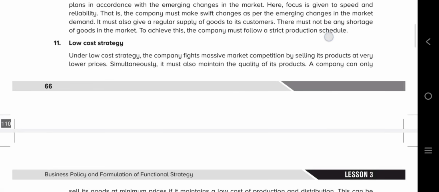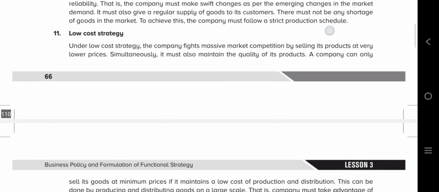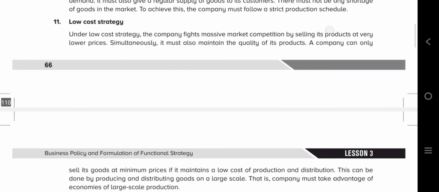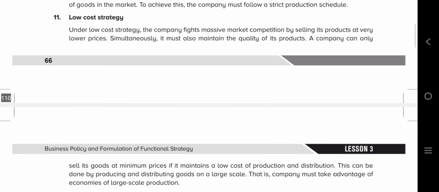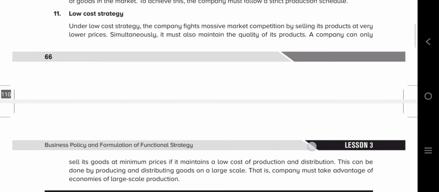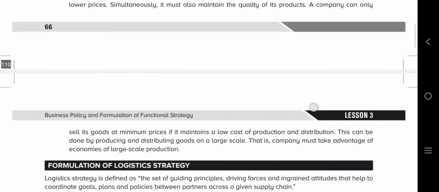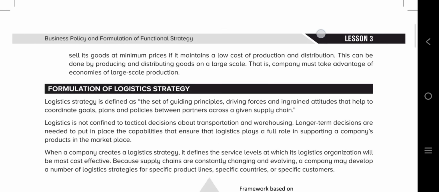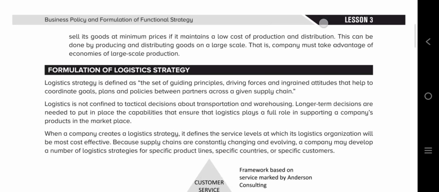For this, an example is Parle-G. The Parle-G 5 rupees packet size has been reduced, but the rate they have not reduced. Indirectly, they are fooling us that 5 rupees remains the same, but no, now it is like 3 rupees worth. But our mind is like that: yeah, this is the same, right, same price. Cost leadership, they are attracting with the cost.